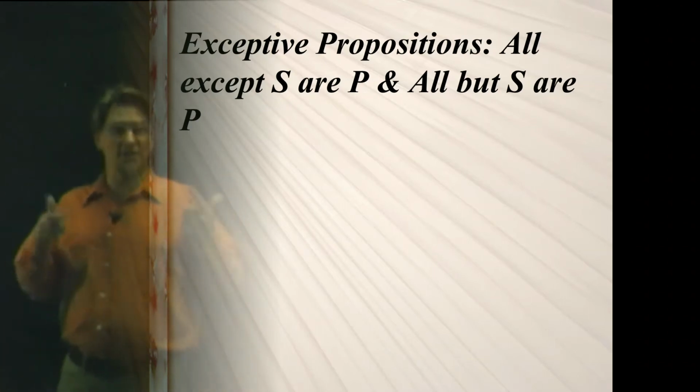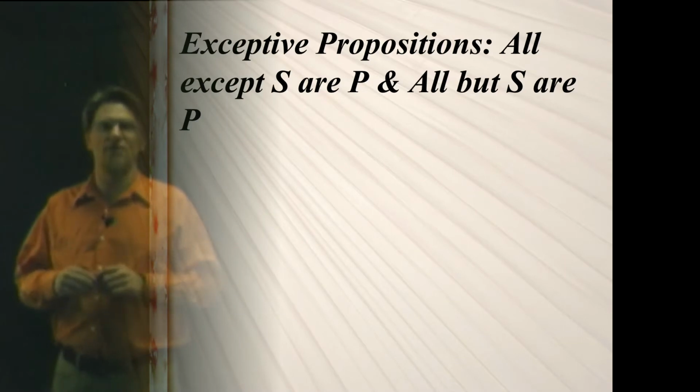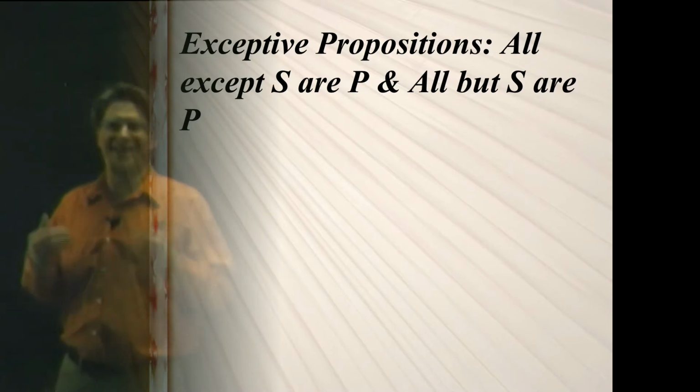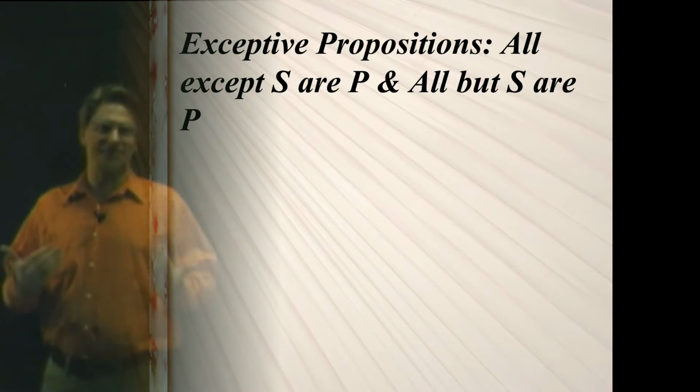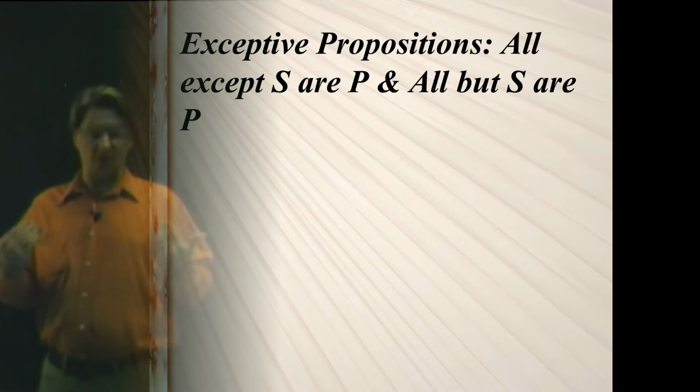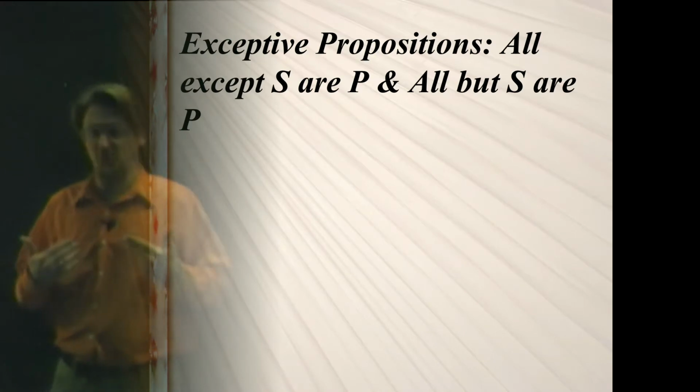All right, so we're getting down there. Just a few more types to talk about here. And so the next one would be exceptive propositions. And these are sentences like "all except S are P" and "all but S are P." And other than the difference of the word except versus but, the meanings are exactly the same in both cases.